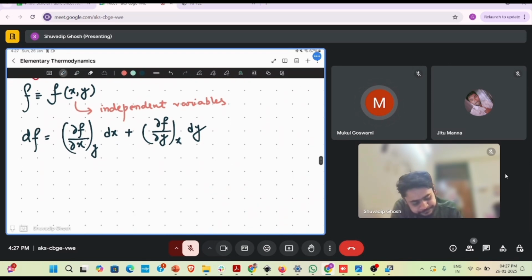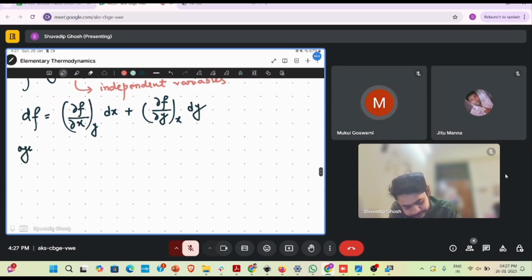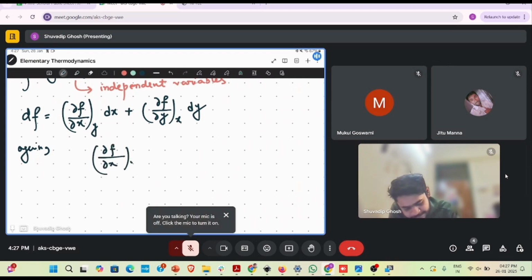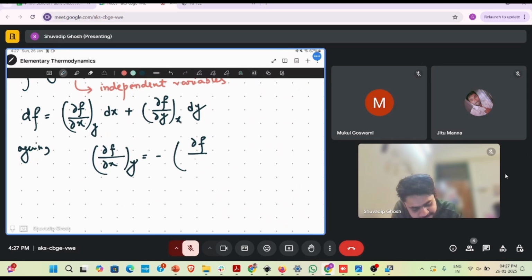Again, del f del x, y. I'm just differentiating with, okay, let me write it first. We can write this when this is zero, right? Yes. Then we can write this.